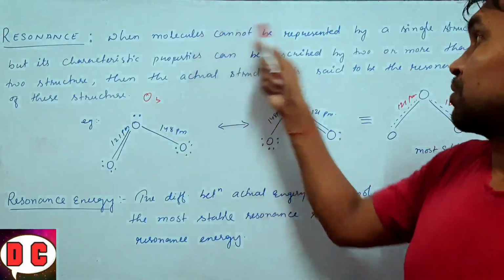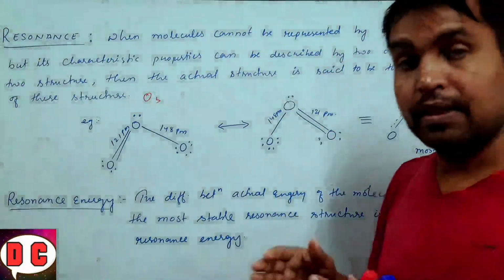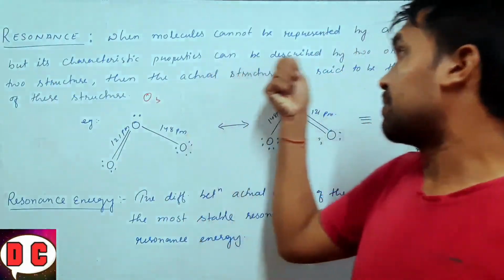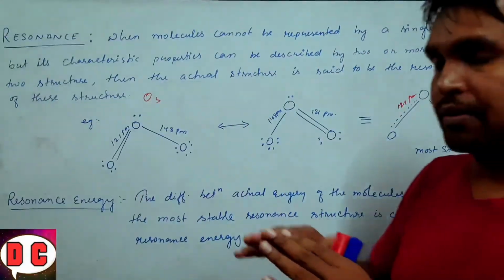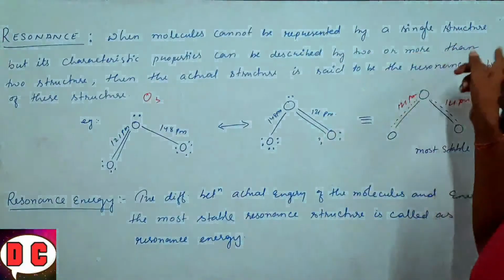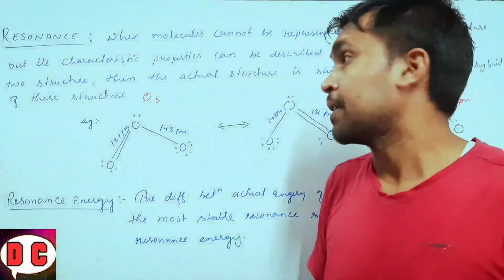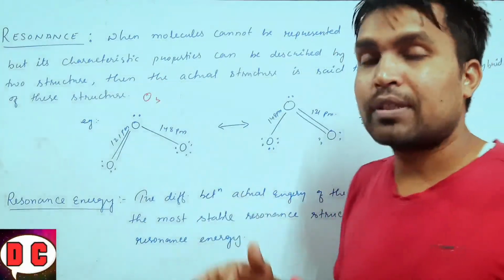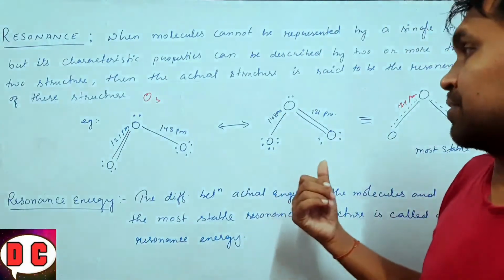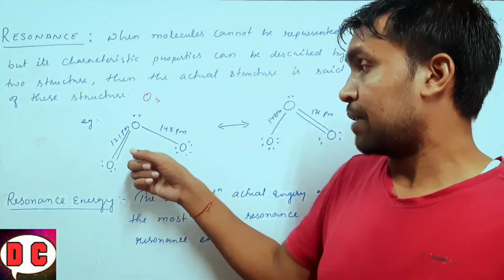So when a molecule cannot be represented by a single structure, but its characteristic properties can be described by two or more structures, then the actual structure will be called what? The resonance hybrid of the other structures. Got it or not?